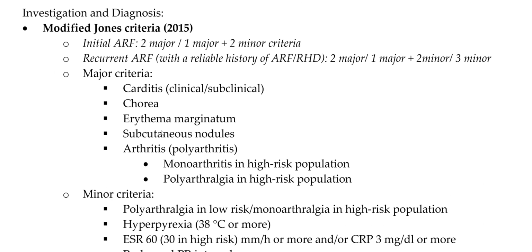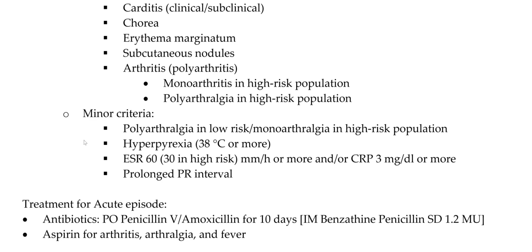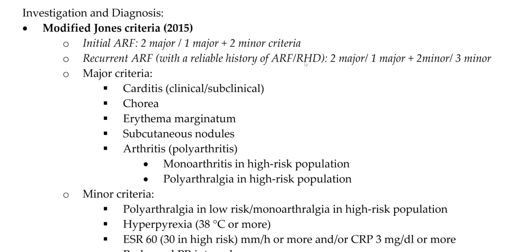So if you have two of these, then it is ARF, initial as well as recurrent. Or you can have one from this and two from this, then it is sufficient to diagnose initial as well as recurrent ARF. And for recurrent ARF, even any three of this present with previous reliable history of ARF or rheumatic heart disease, then again it is sufficient to diagnose recurrent ARF. So I hope these criteria are very clear.